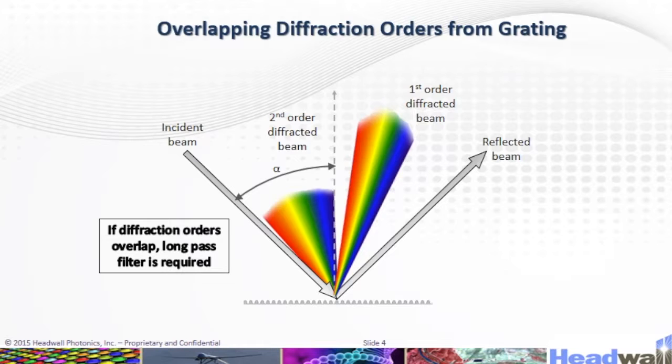This slide here shows the overlapping diffraction orders from a grating. If diffraction orders overlap, a long pass filter is required. Look at the diagram, see the first order diffracted beam and second order diffracted beam.